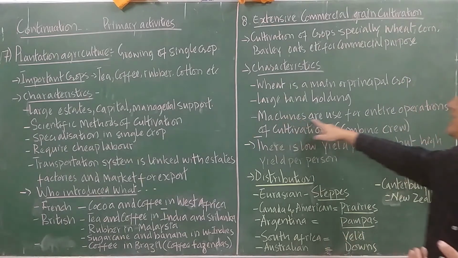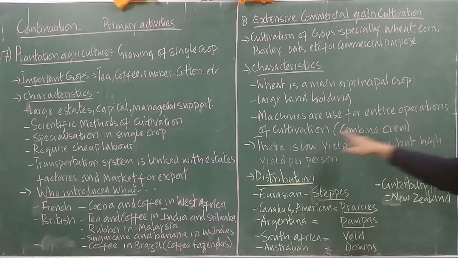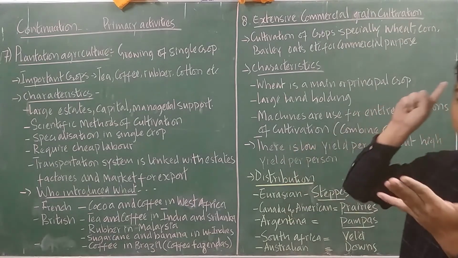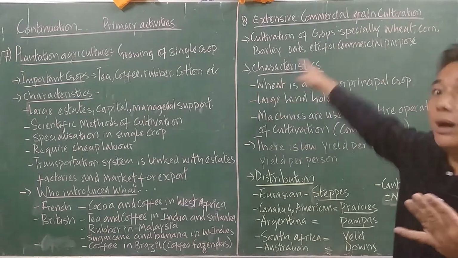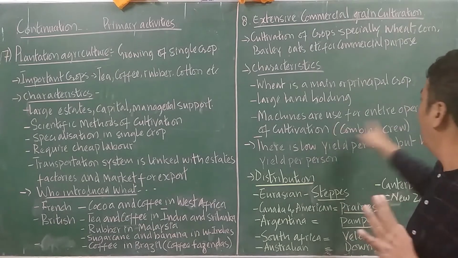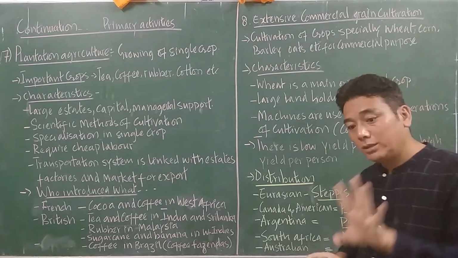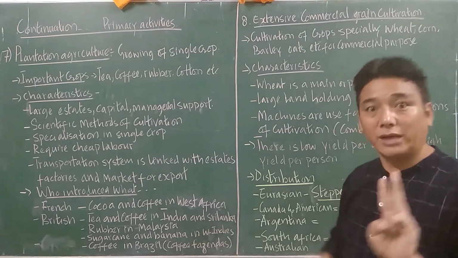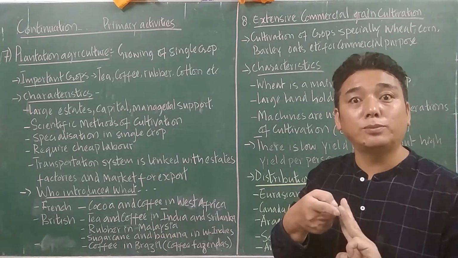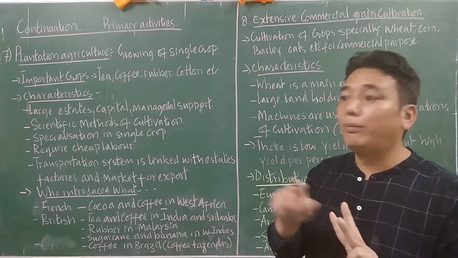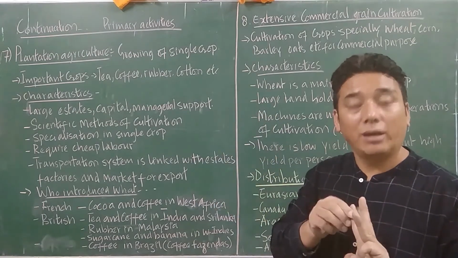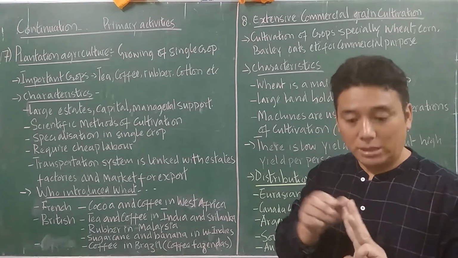Mechanized or machines are used for entire operations of cultivation, from the plowing to the harvesting, all the processes. You know the farm system, right? What are the farm systems? Farm systems are input, processes, and output. You need an input: seed, labor, sunlight, soil. All those come under input.